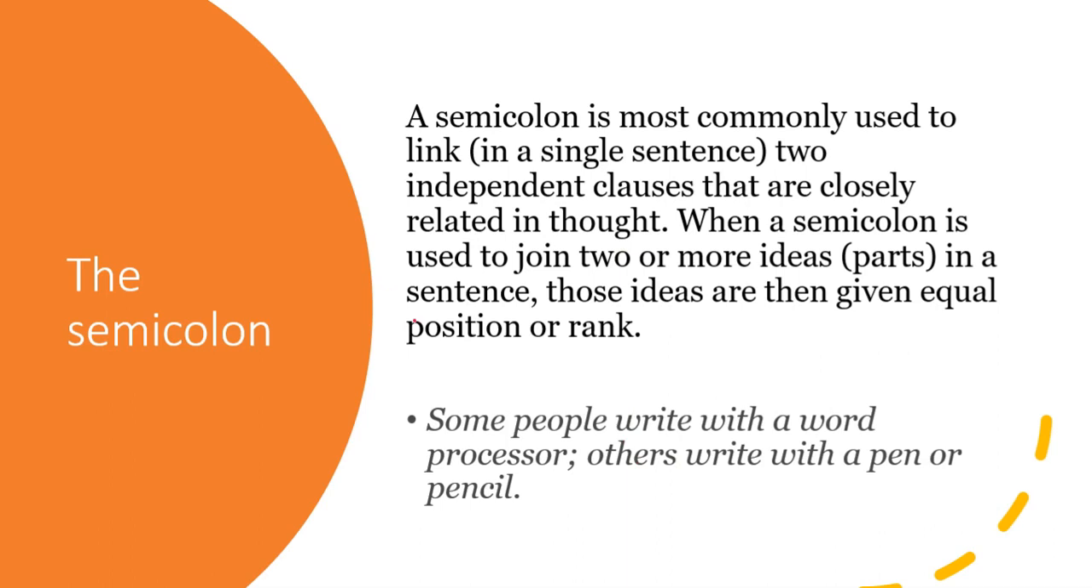So let's look at the first clause. What type of clause is that one? Well, we know that it's an independent clause because we have some people. This is the subject. We have a verb, write with a word processor. All right. Just by knowing that we have a subject and a verb, we know that this is an independent clause.